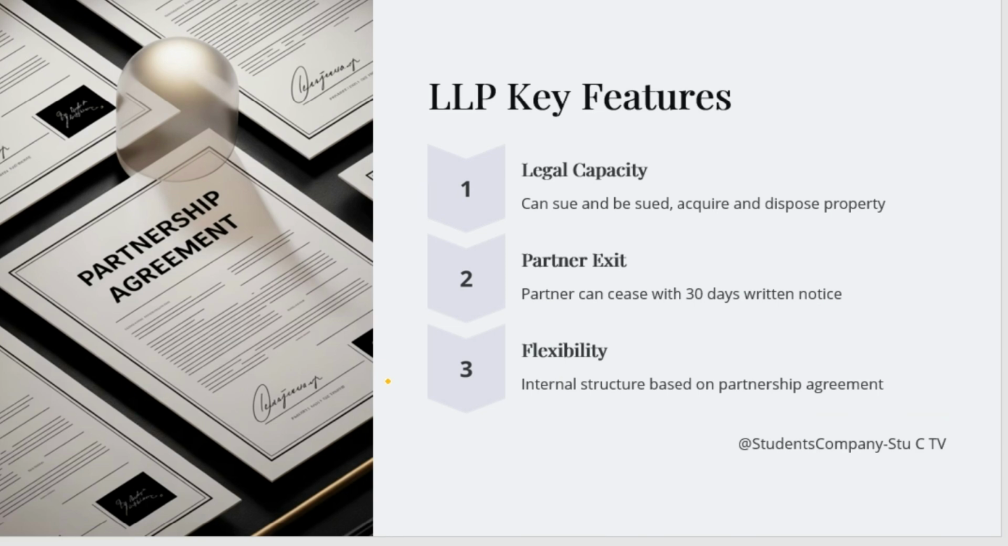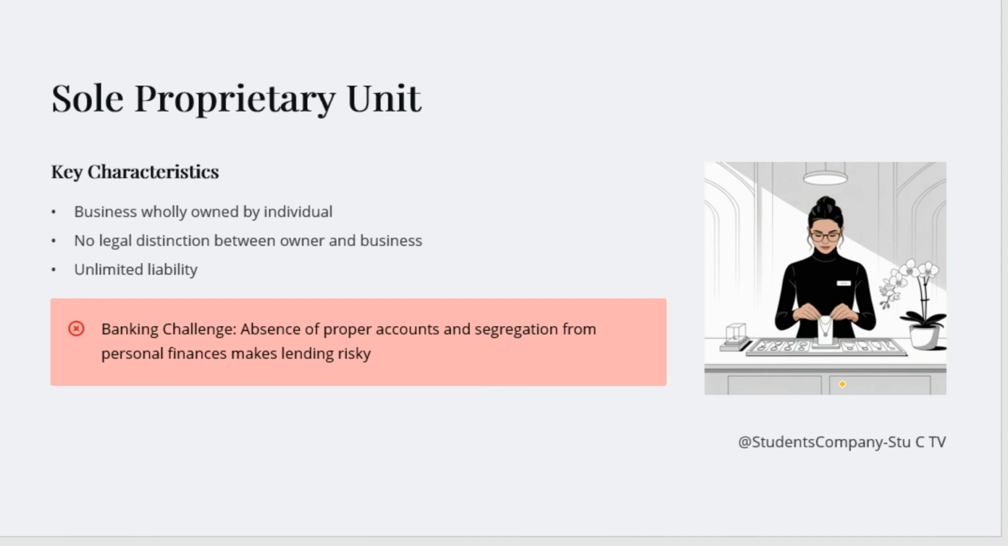LLP key features: it has legal capacity, can sue and be sued. A partner can cease with 30 days written notice. Partners can leave, and the internal structure is based on the partnership agreement. It is more flexible than normal partnership firms.